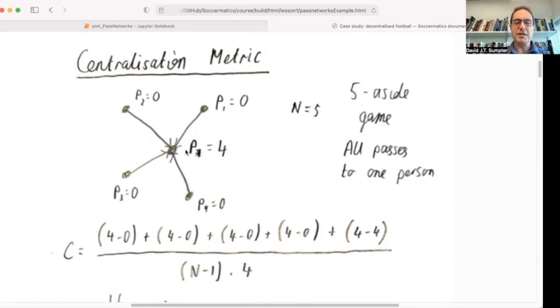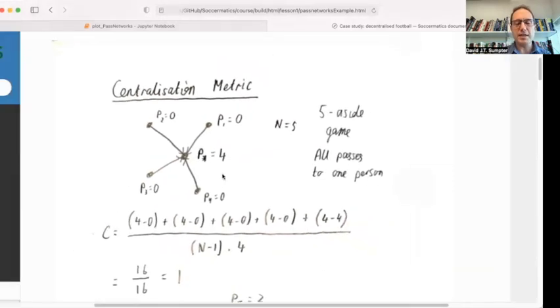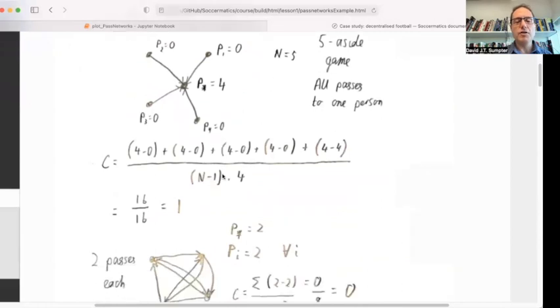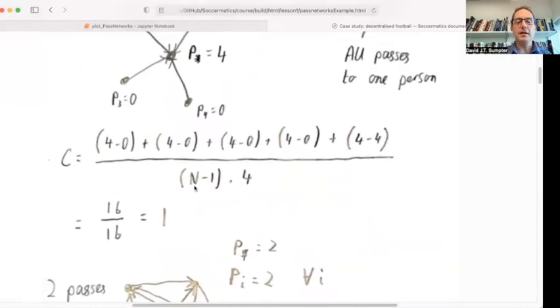But the person in the middle, person five, we'll call them P star, because they're the most passed player, they get four passes. Now the centralization metric says, well, okay, what I'll do is I'll take that person, the P star person, and compare the number of passes everybody else gets, one by one, to that person.